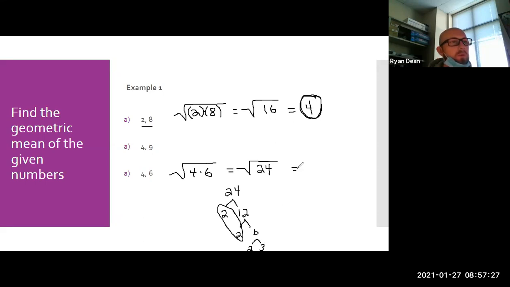So then this 24 becomes 2, because we pulled a set of 2's out from underneath the square root. And then underneath, I still have the 2 and the 3. Since we can't combine these together, we can just leave this as 2 root 6. I'll let you try the 4 and the 9 on your own.